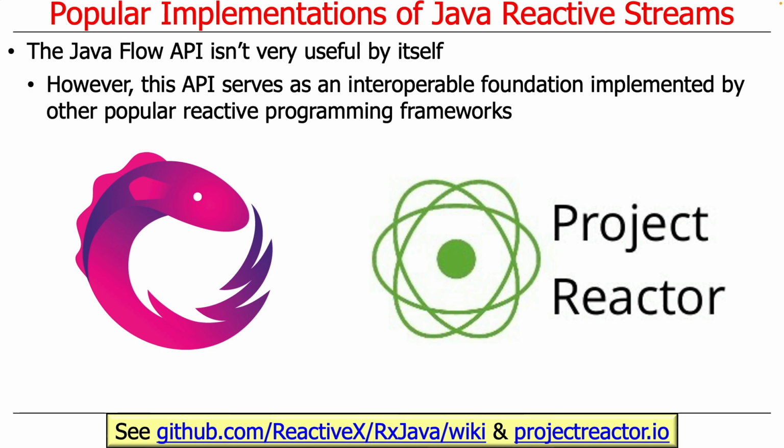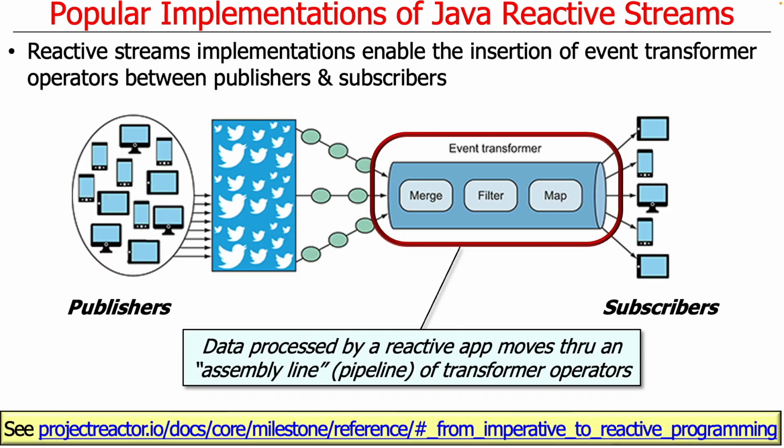So therefore, it does one thing. It provides an interoperable foundation that various reactive programming frameworks like RxJava and Project Reactor use. And because of that, it's relatively straightforward to write code that mixes between RxJava and Project Reactor if you want to. It's not very common, but it's doable. And so that's really the only purpose that this API serves. So we need a heck of a lot more stuff.